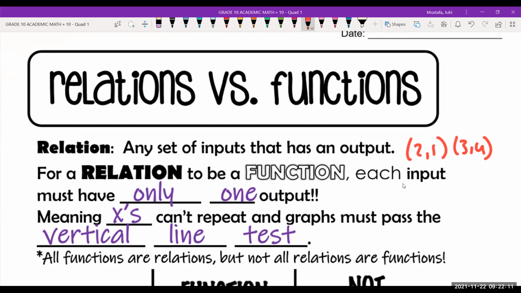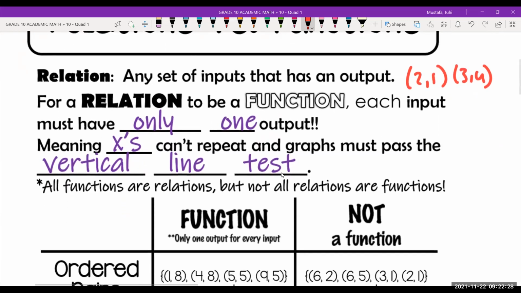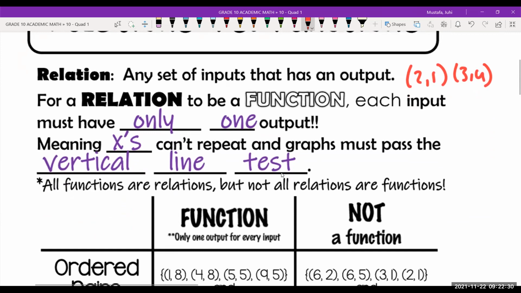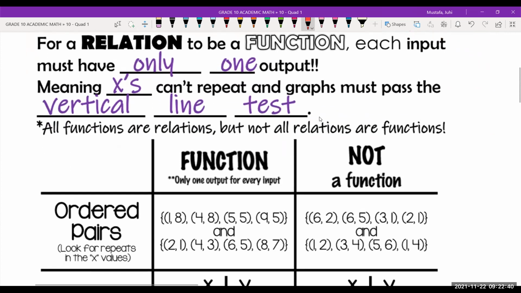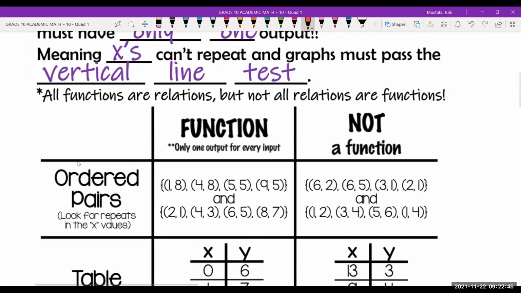But in order for a relation to be a function, each input must have only one output. So that means for every x value, you have to have only one y value. You can't have multiple different y values. That definition is kind of hard to wrap your head around. The best way to think about it is with the examples I'm going to show you. So another way to think about it is meaning x's can't repeat and graphs must pass something called the vertical line test. Okay. And also all functions are relations, but not all relations are functions. I'm going to come back to all these definitions, but let's just start looking at the examples.